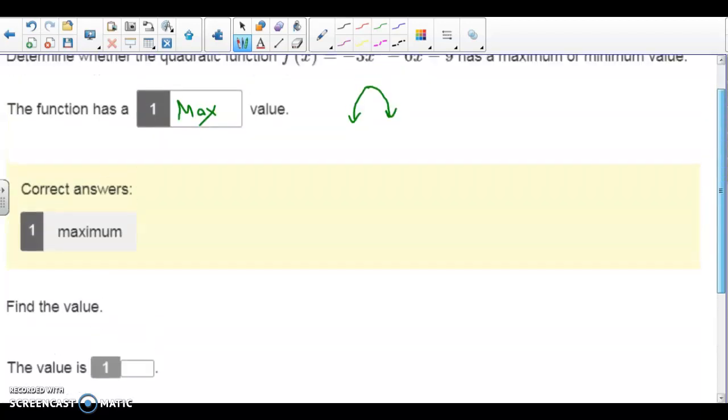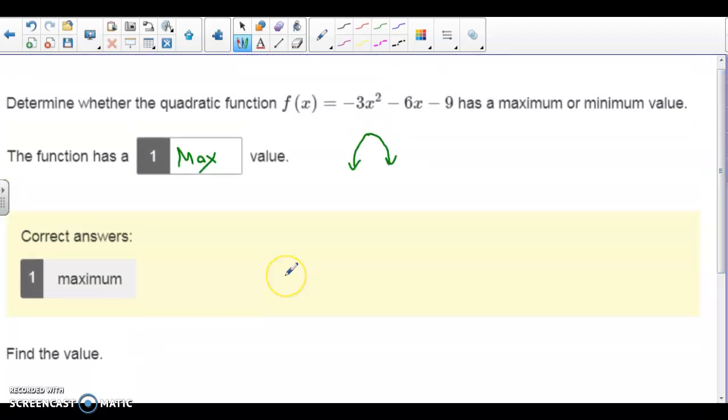And then the other part says find the value. So if we were going to write this in vertex form, as I showed you in the video for the lesson, the first thing we'd have to do is get this -3 to become a 1, and we got to get rid of this -9. So you have two choices at this point, but the best thing to do probably would be to add 9 to both sides. So I get f of x plus 9 equals -3x squared minus 6x.